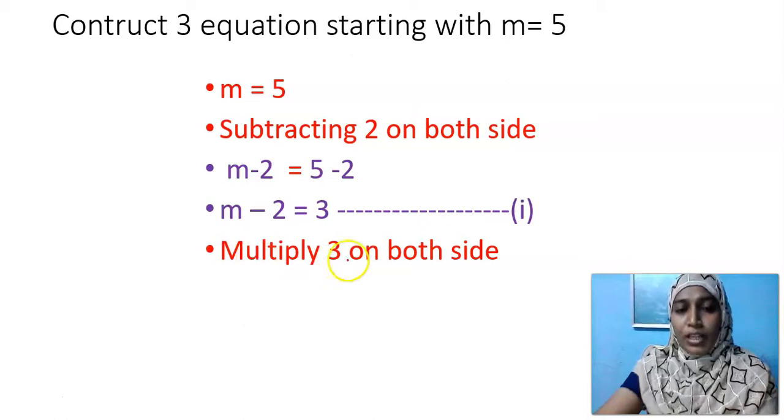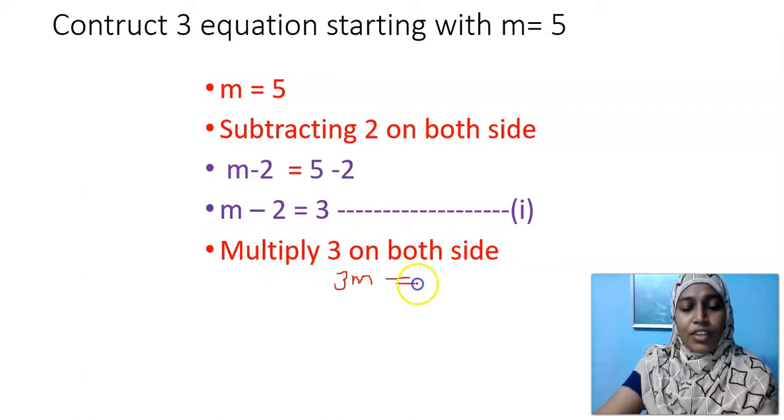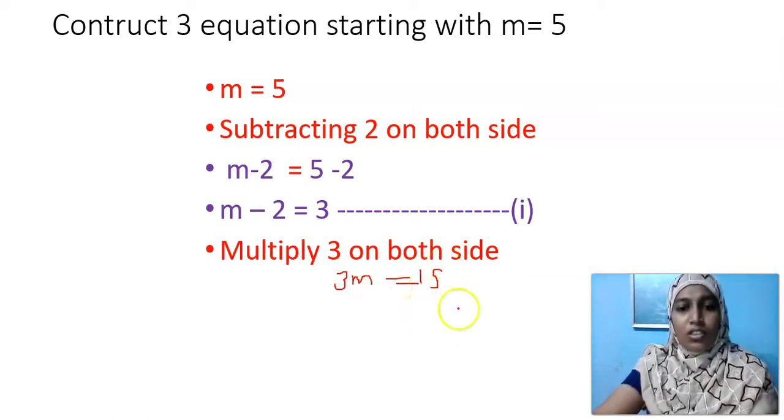When I do multiplication now, I will do with this equation. And if I do the multiplication with this, what will I get? 3m and 3 5s are 15. Yes, you are right. Even this is a second equation. Okay, this is also right, my dear children.